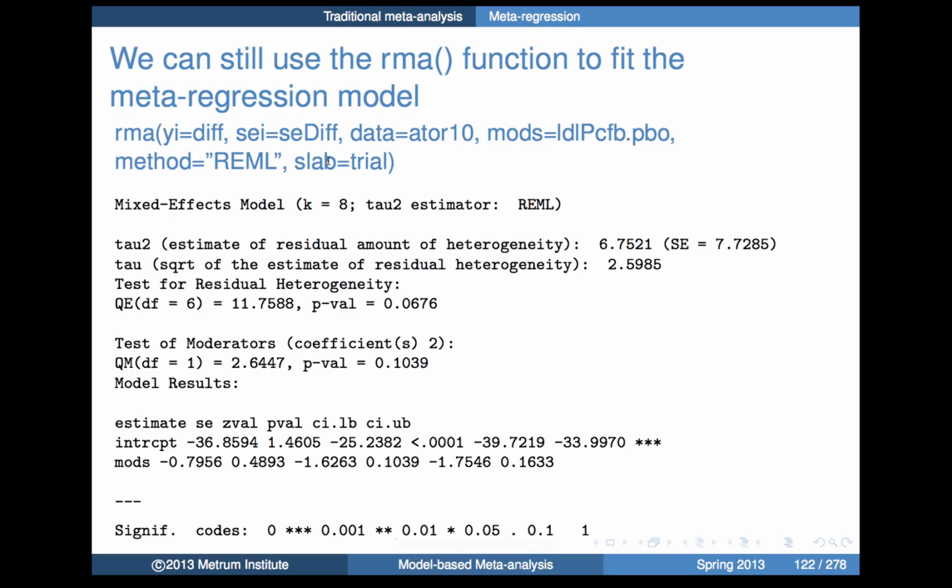So if we were to look at the output, we'll start here at the top. The estimate of tau squared is now down to around 6.7. Before it was around, I think, 7.3, so we've reduced it a little bit, but not really substantially. We have two tests now. If you remember before, we would simply get this QE, which was the test for heterogeneity, equivalent to the Cochran's Q test. Now we also get something that rma is labeling as QM, which is a test for whether or not the effects of the covariates are statistically significant.